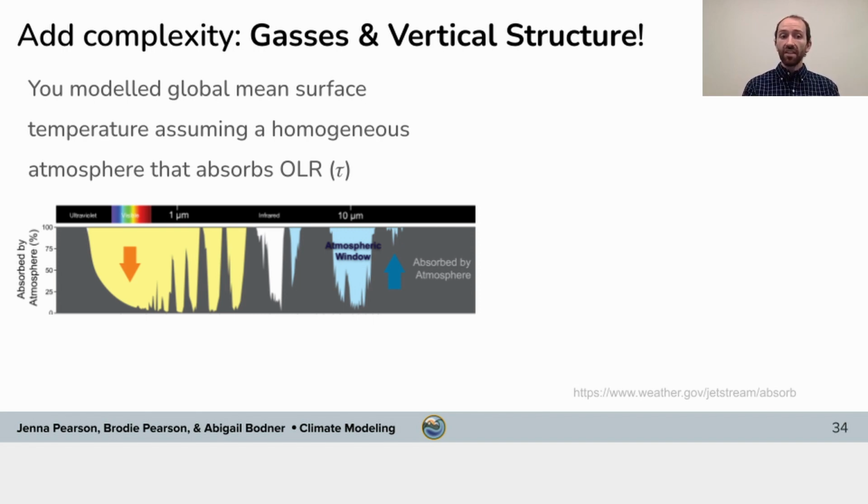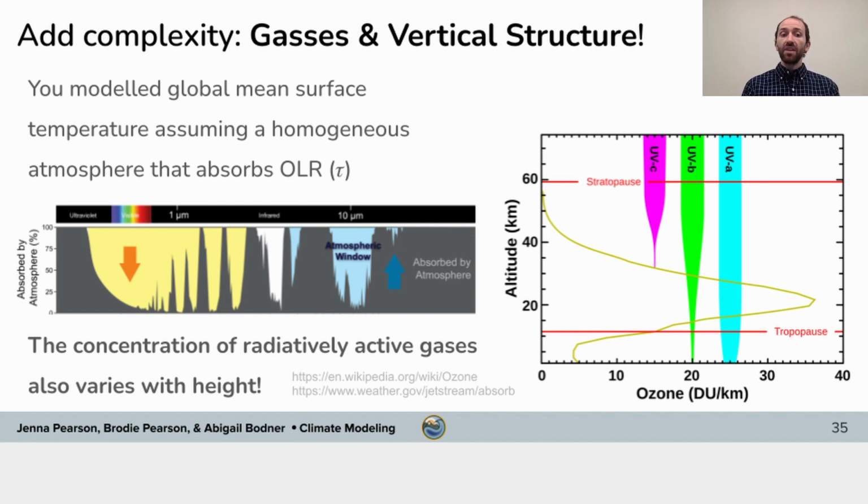You've seen a plot like this one here which shows the fraction of radiation absorbed by the atmosphere as a function of wavelength of that radiation. And there are many parts of the outgoing long wave radiation that are absorbed by atmospheric gases. But there are also parts of the incoming solar radiation, the yellow region on this plot, that are absorbed by atmospheric gases. And so this is an extra element of complexity that we didn't have in our previous model. And these gases also vary with height.